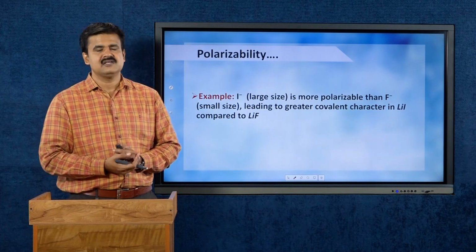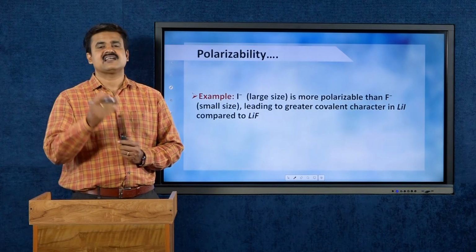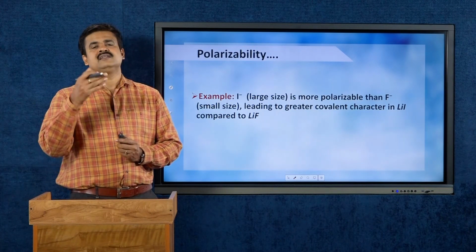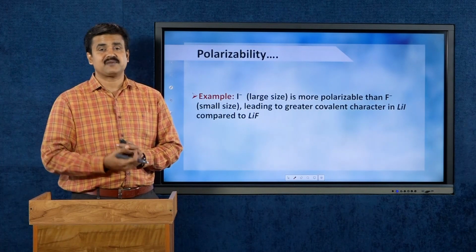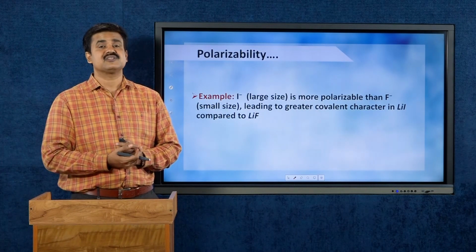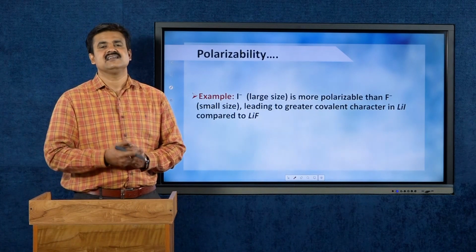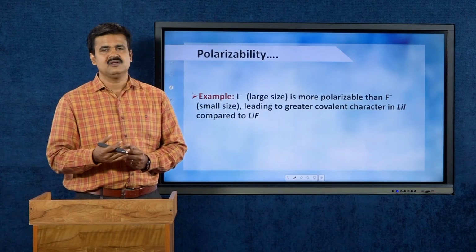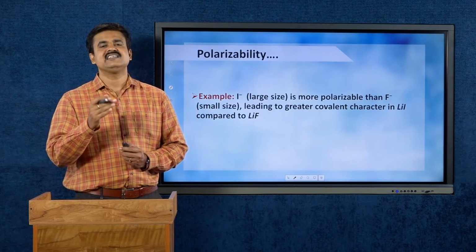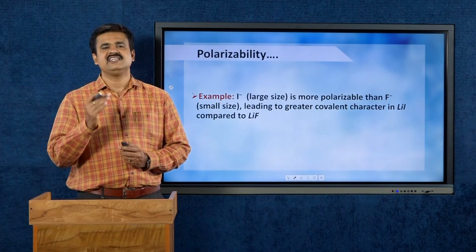So, here in these two examples, LiF and LiI, the cations being the same but anions are different. So, you have to explain the covalent character based on the size and polarizability of the anion. I minus is big in size, it is associated with high polarizability compared to F minus. So, it is very well clear that lithium iodide is more covalent than lithium fluoride.